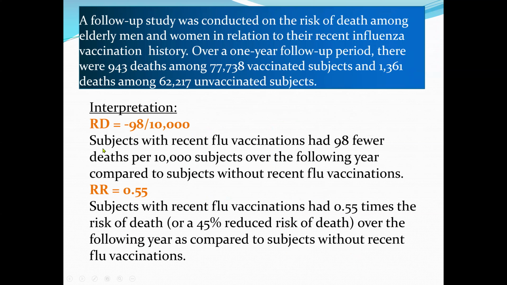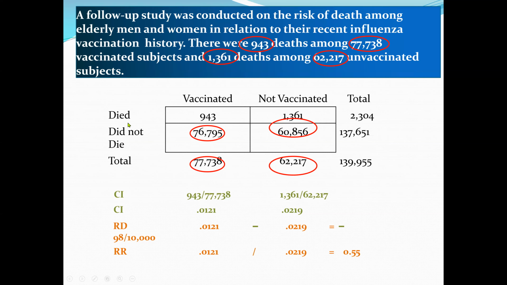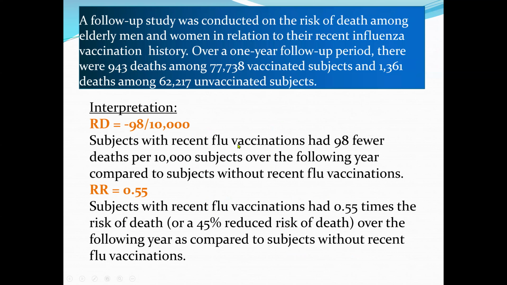So now we can also interpret the answer. The risk difference gives us negative 98 per 10,000. What we mean here is that subjects with recent flu vaccination had 98 fewer deaths per 10,000, because the answer was negative. Why is it negative? Because the cumulative incidence for vaccinated is less than the cumulative incidence for not vaccinated: 0.0121, 0.0219. So the answer will be negative 0.0098. That's why we say fewer, because it's negative.